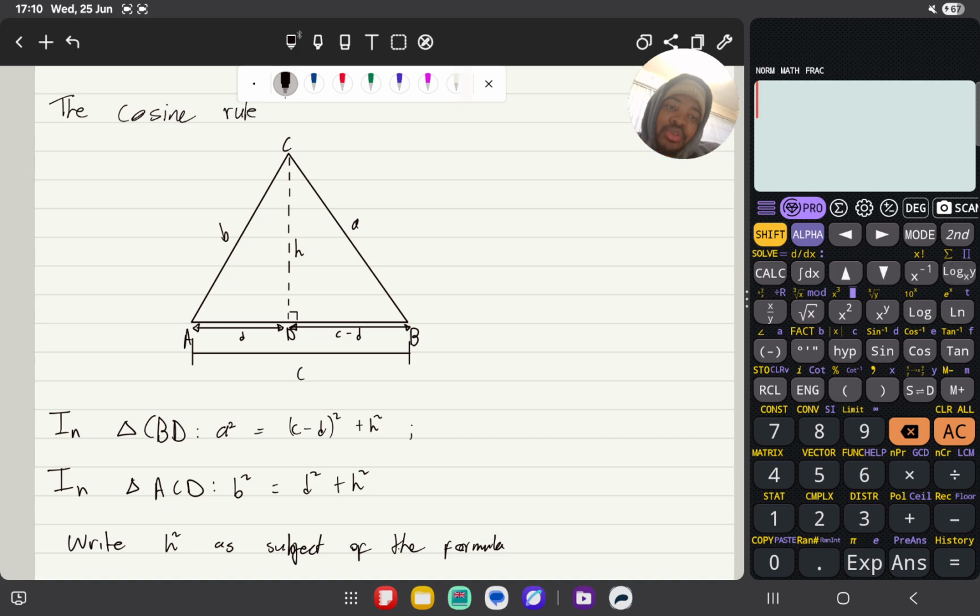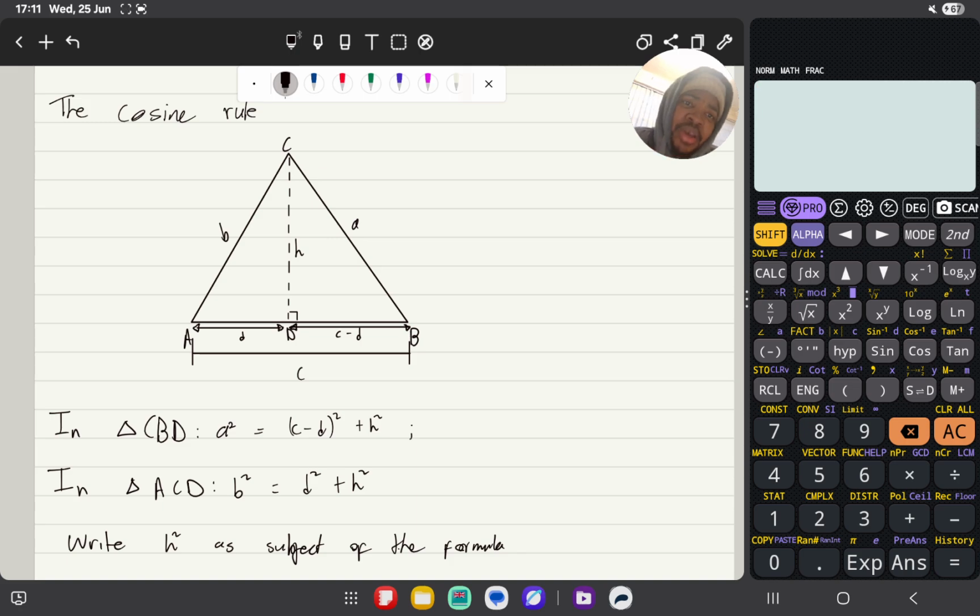So a squared equals (c minus d) squared plus h squared, which is the perpendicular height. That is just simple Pythagoras theorem, right? We go to the other triangle as well, same theorem of Pythagoras, we apply it, we get b squared, which is the longest side of the triangle, equals d squared plus h squared, right? So right here you see it's just theorem of Pythagoras, nothing complicated, right?